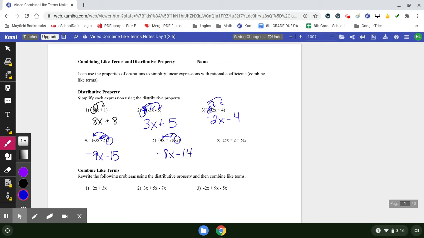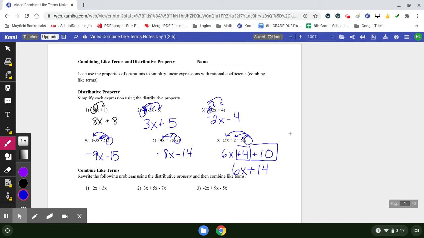For number 6, now I have 3 terms in parentheses, but I can distribute to all terms in parentheses. It doesn't matter how many there are. So 2 times 3x is 6x. 2 times 2 is 4. 2 times 5 is 10. Then I will combine the numbers, and that becomes 6x plus 14.